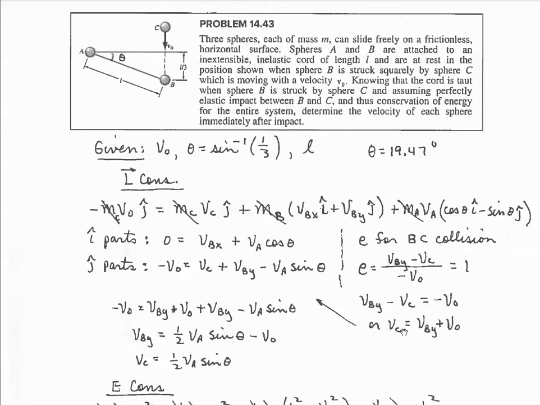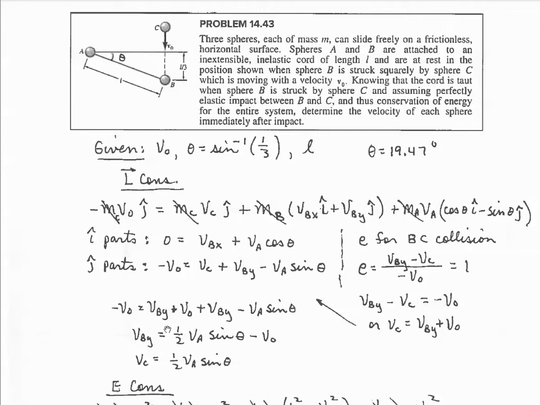Now what we're trying to do is take this equation here and the two linear momentum equations, and combine them later on with a conservation of energy equation, and we'll have our 4 equations of 4 unknowns that we need to solve for all the unknowns. So we're going to substitute in v C right here into this equation. We'll have minus v naught equal to, and v C is v B y plus v naught from right there. And then v B y is right here, and then minus v A sine theta is right there.